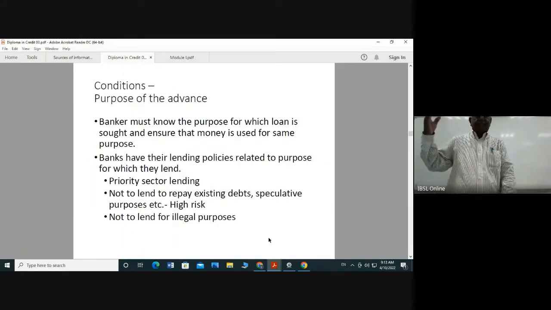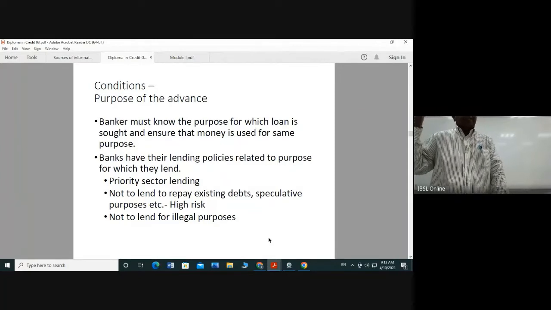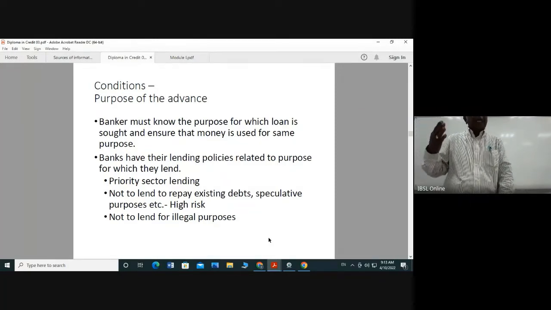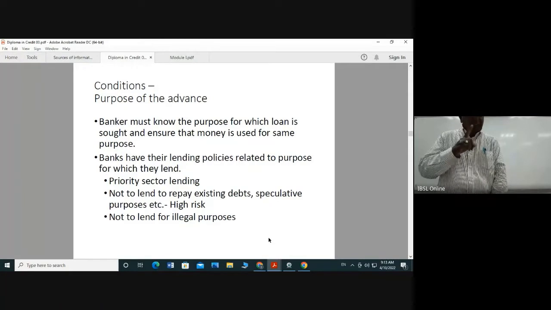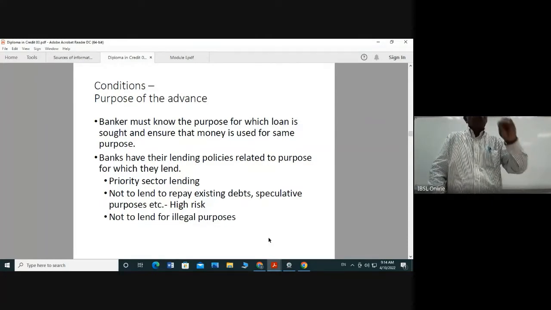Then the conditions. So the fifth C, condition. Of course, there is the purpose of the advance. You have to analyze the purpose of the advance. The banker must know the purpose for which the loan is sought and ensure the money is used for the same purpose. This I have also explained to you earlier. When you are granting, you should know for what purpose customers seek this facility.